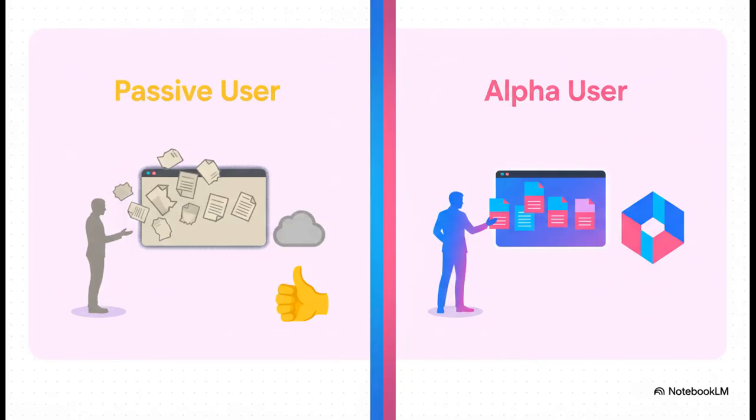This is something I like to call the passive user trap. You've seen it. You just throw in a huge, messy file, ask a really vague question, and you get a generic answer back. And then what happens? You blame the tool. The power user, the alpha user, on the other hand, they understand the system's limits. They have what we'll call the alpha mindset. They don't fight the constraint, they master it.